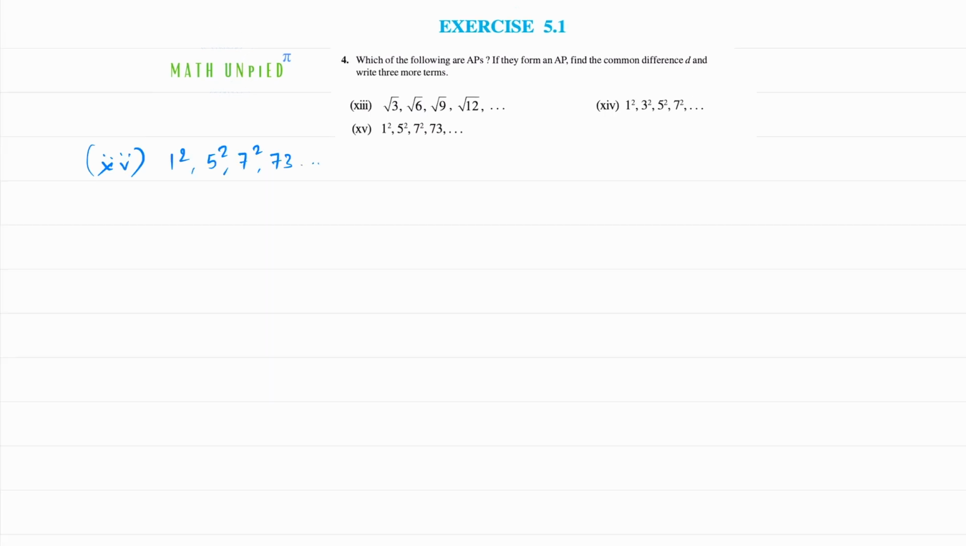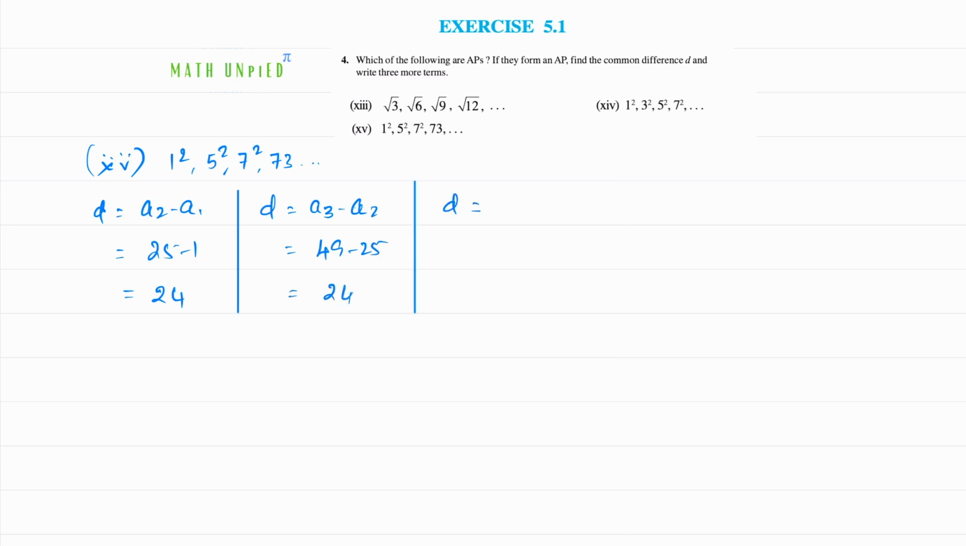Now let's do subdivision 15. The series is 1 squared, 5 squared, 7 squared, 73, and so on. So as usual, we'll start with finding the difference between the successive terms. So we'll start with D equals A2 minus A1, first two terms. So this is 5 squared minus 1 squared. This is 25 minus 1 equals 24. D equals A3 minus A2 for the next two terms. This is 7 squared is 49, 49 minus 25, this is equal to 24.